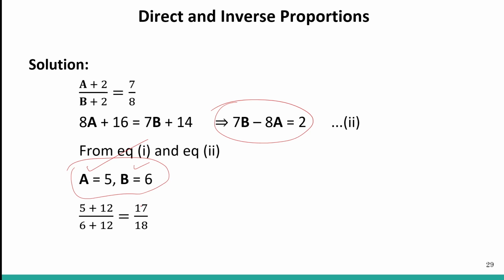So after 12 years they will become what? 12 plus 5 is equal to 17 and 12 plus 6 is equal to 18 years. So the first will be 17 and the second will be 18. So these two will be the correct answer.